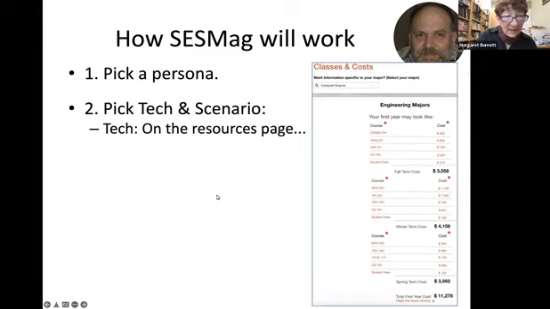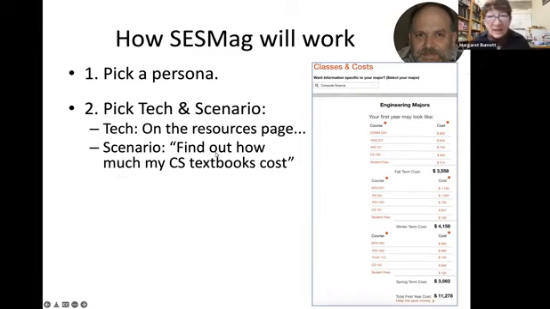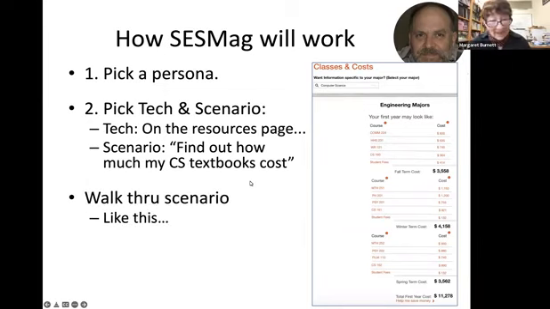Okay, and so then what we do is we pick the scenario: find out how much my CS textbooks cost. So that's what Dav wants to do, at least the use case that the developers were hoping they supported well. So the developers pick that use case, and then we walk through it like this.